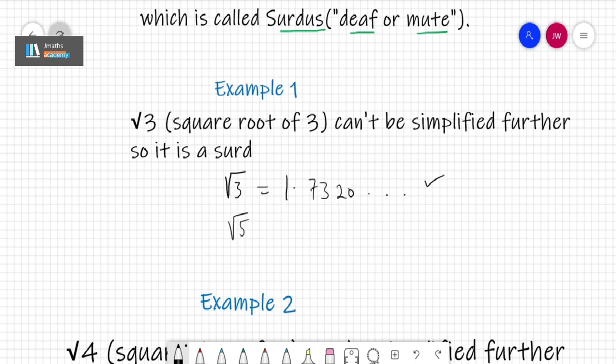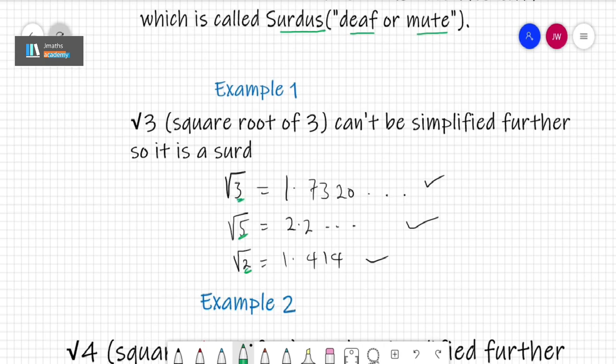The square root of 5 will give us 2.2 continue. Since it's not giving us a whole number, since it cannot be simplified down, then it is a surd. And lastly, the square root of 2 will give us 1.414. Therefore, it is a surd because 2 here cannot be simplified to give you an exact root, except it will give us decimals. That's all for that.